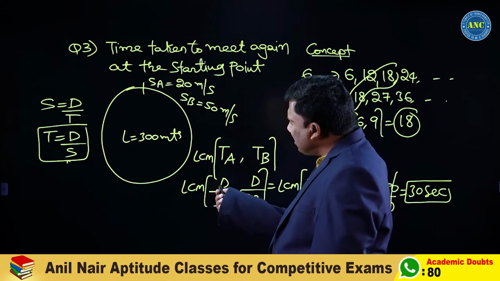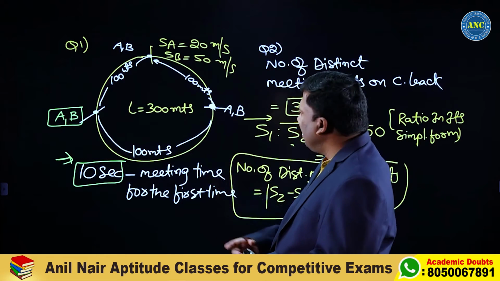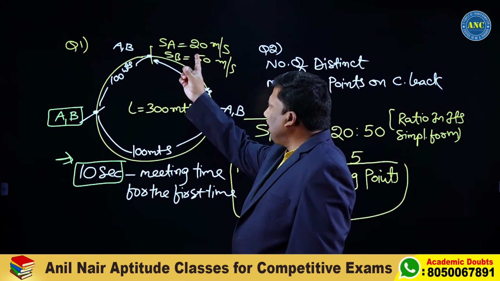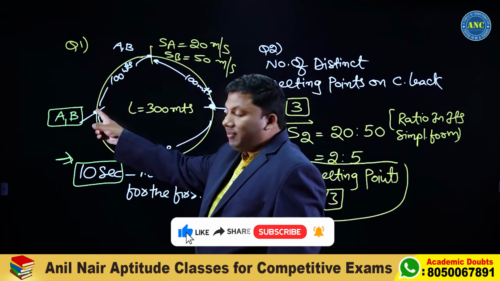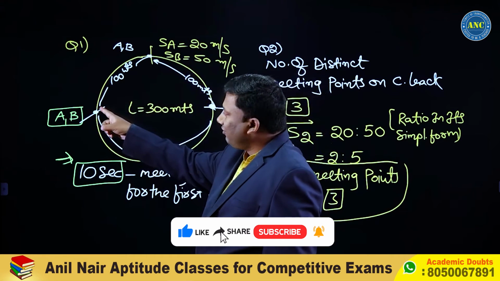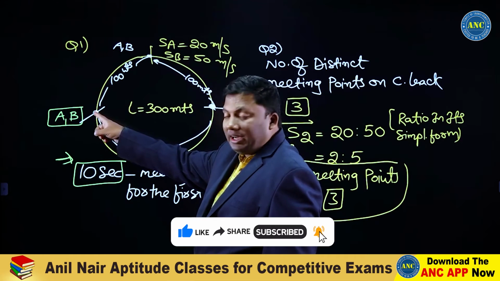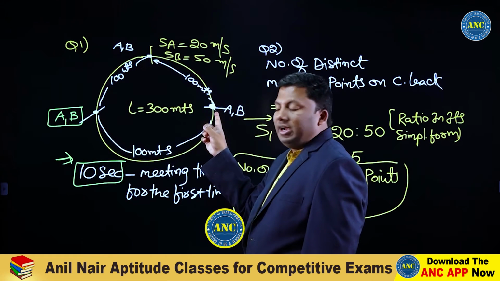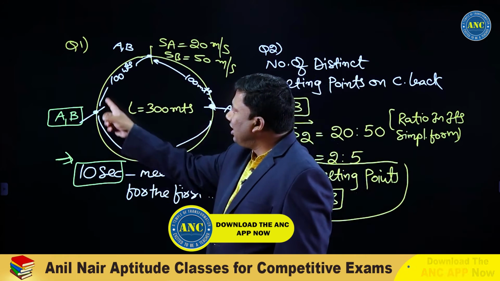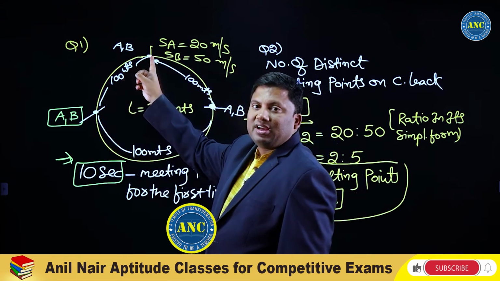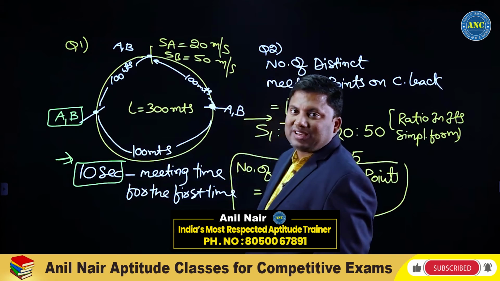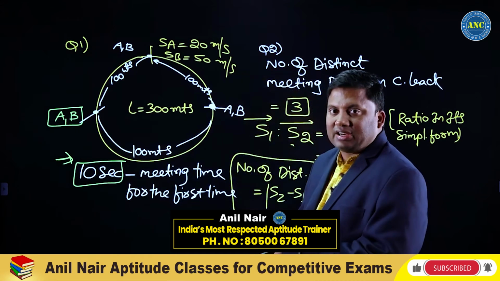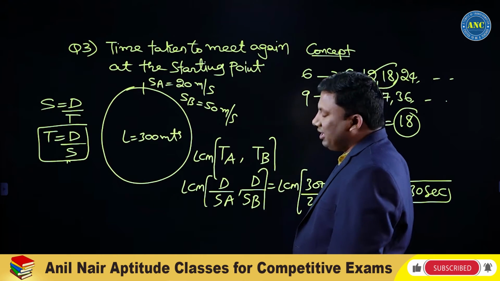After 30, that is the same thing which we got here. If you see here, after 10 seconds, A will travel 200, B will travel 500. The meeting point is here. Again after 10 seconds, the meeting point is here. Again after 10 seconds, starting point. 10 plus 10 plus 10, how much answer we got? 30 seconds. I hope this idea is clear.